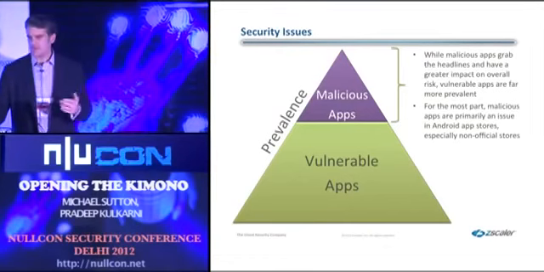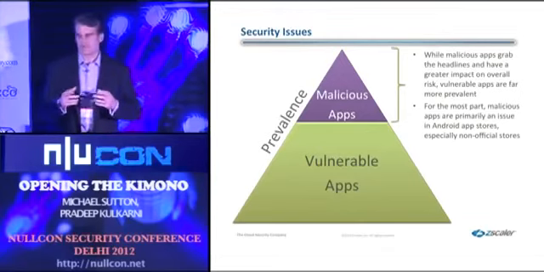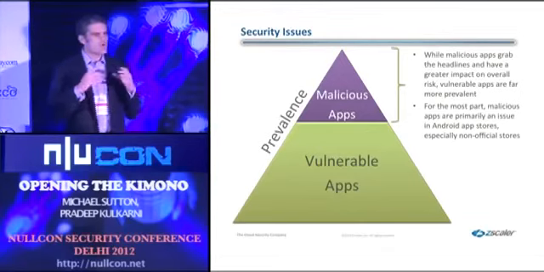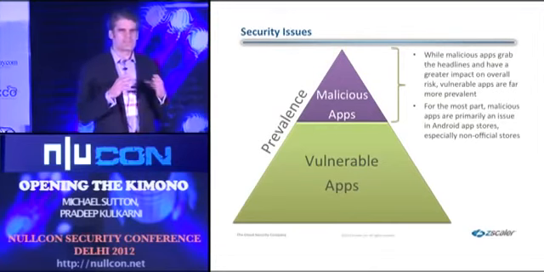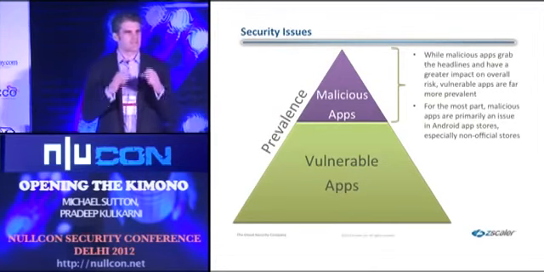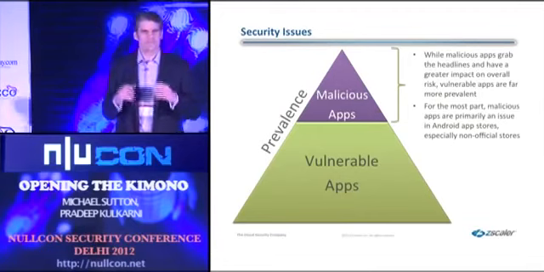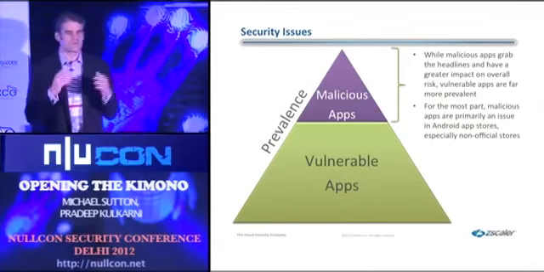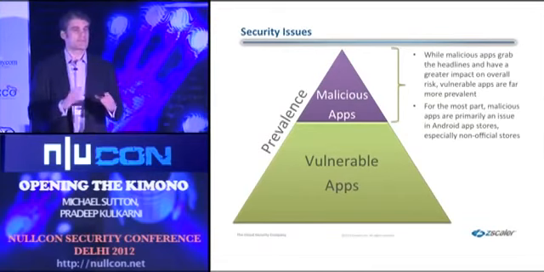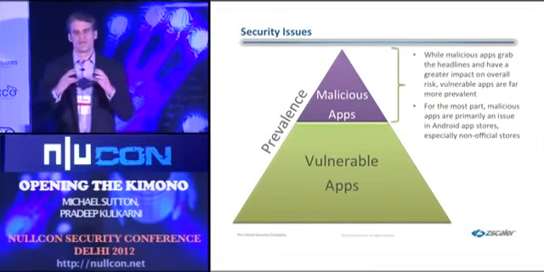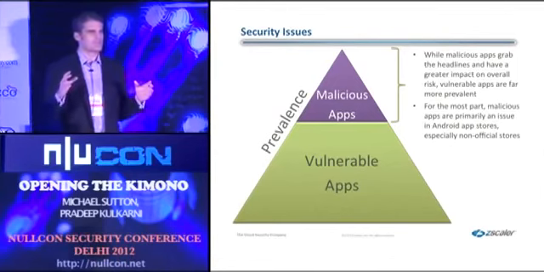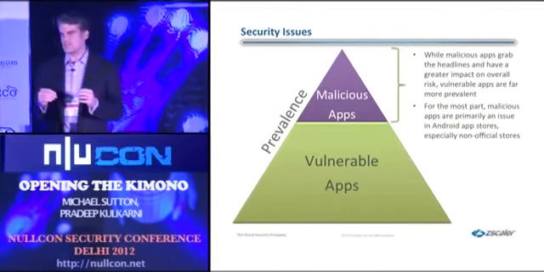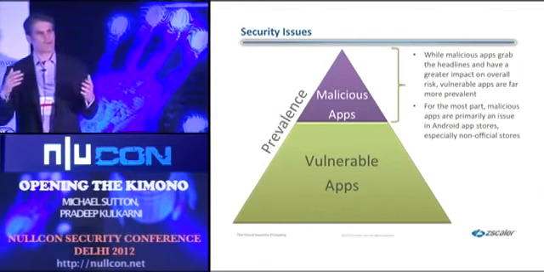When it comes to prevalence, it really is the inverse. We found that we don't find too many malicious apps. Malicious apps certainly grab the headlines, like when you see something on Slashdot that a malicious app got into the iOS store or the Android store. That definitely happens, and I'm not trying to downplay it. But the number of times that happens versus the 500,000 apps that are in there is relatively small. Vulnerable apps are more common.